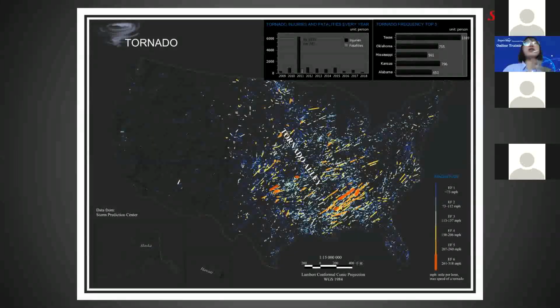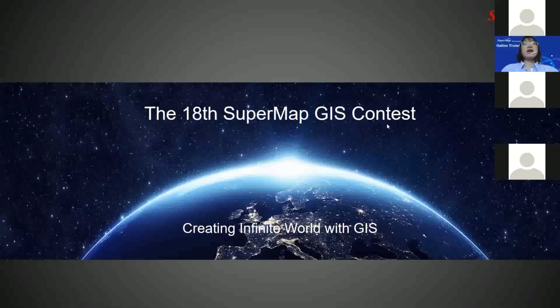Also, this is a tornado map of the USA. It shows the magnitudes using different color. And also it adds some charts to explain and some parameters with map. So why have we viewed some beautiful maps? That's to inspire the students to present more beautiful maps.